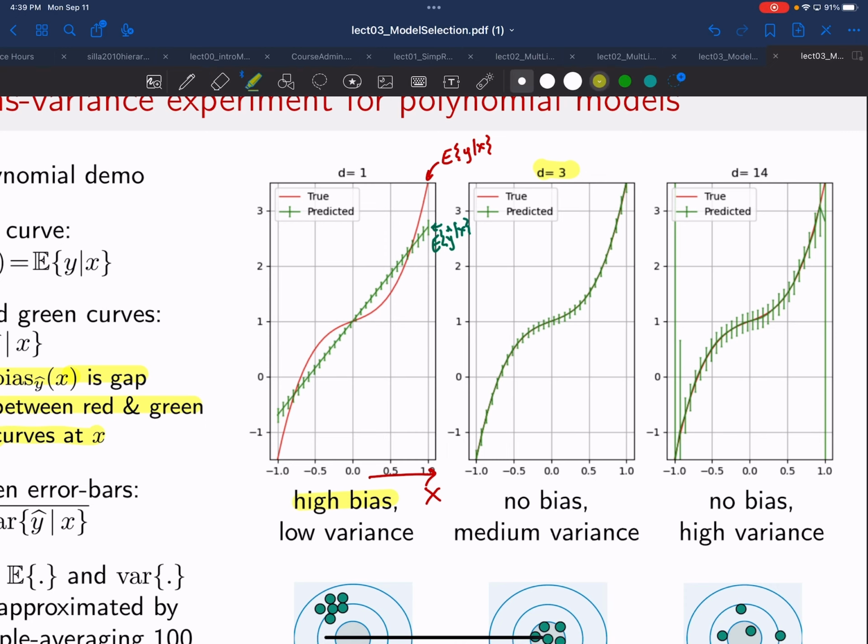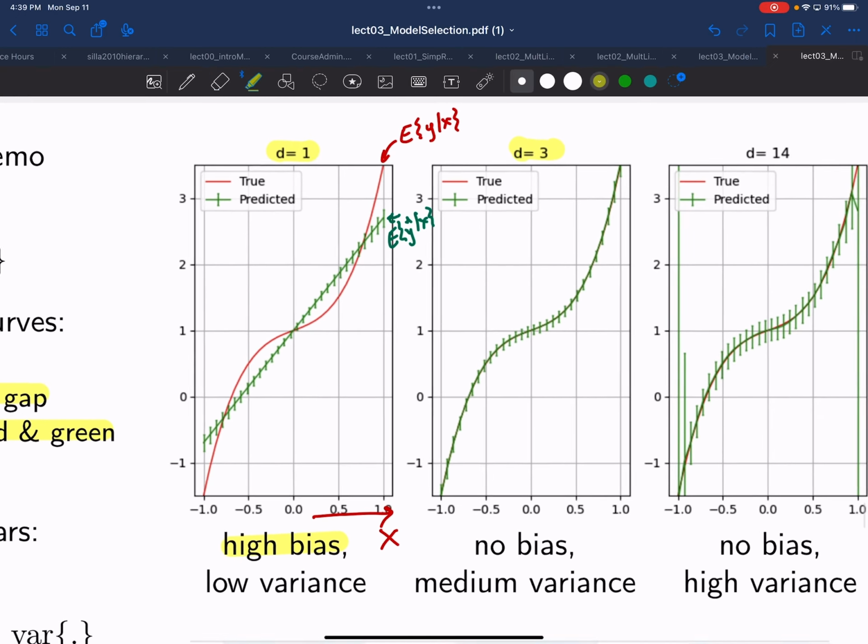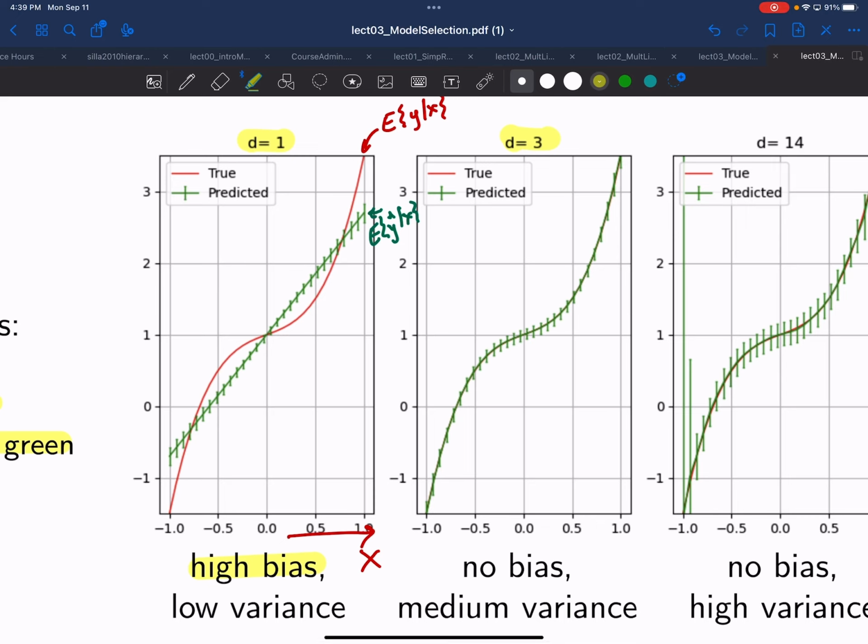So now let's look at what happens at d equals 3. When you look at d equals 3, you don't even see the red line. The green line is completely hiding the red line. It's exactly on top. This is unbiased. There's no bias at all. And again, the green curve is what's happening on average.